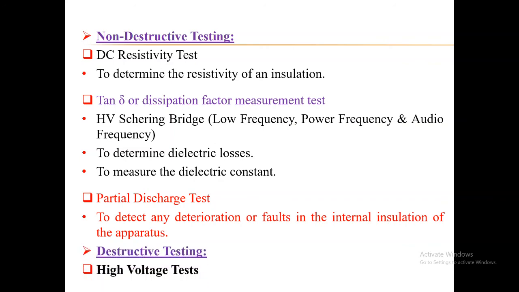Now the destructive testing, the high voltage test, because ultimately when a huge amount of voltage is applied to the dielectric material, obviously it may create a damaging effect. So basically the low voltage tests are normally put into the category of non-destructive tests, whereas the higher voltage tests are normally put into the category of destructive testing.